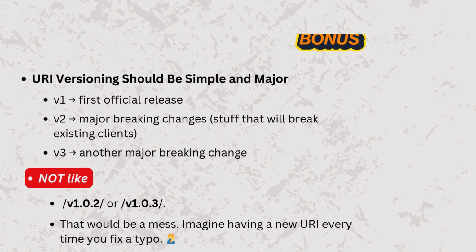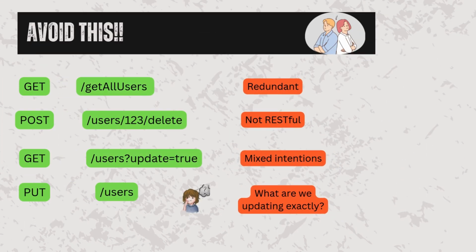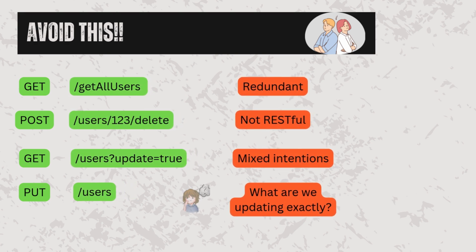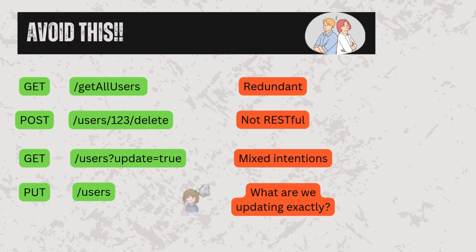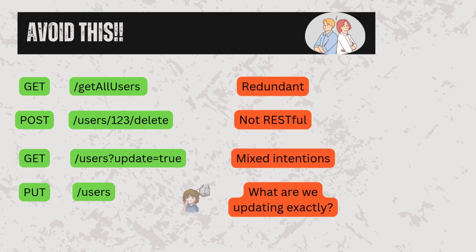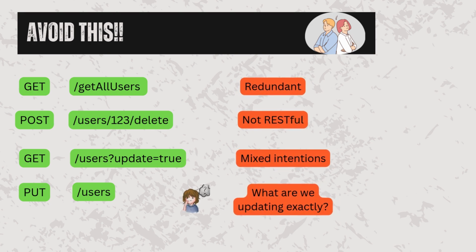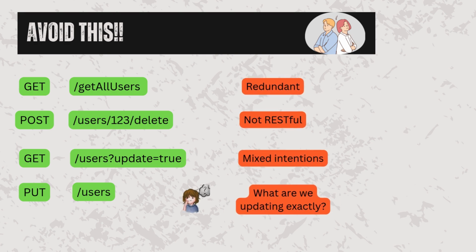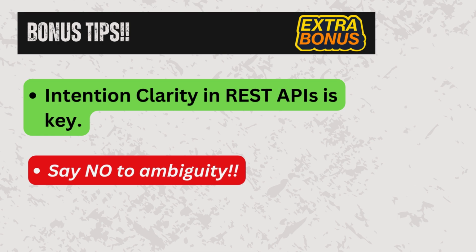That being said, let's talk about what we can avoid when naming URIs. GET /getAllUsers, despite representing an action, is redundant. POST /users/123/delete is not RESTful. GET /users?update=true reflects mixed intentions. PUT /users without an ID. What are we updating exactly? REST is all about intention clarity. Don't let your URIs be ambiguous.